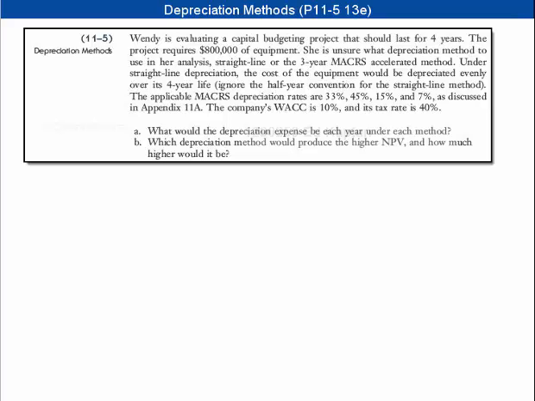Under straight line depreciation, the cost of the equipment would be depreciated evenly over its 4-year life, and we're going to ignore the half-year convention for the straight line method. The applicable Maker's depreciation rates are 33%, 45%, 15%, and 7%. The company's weighted average cost of capital is 10%, and its tax rate is 40%.